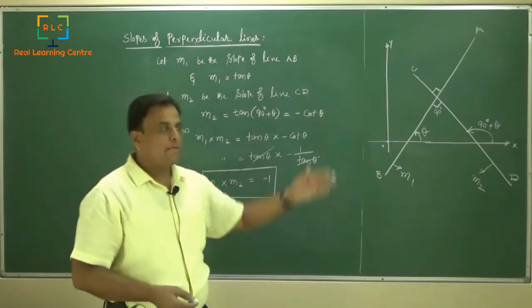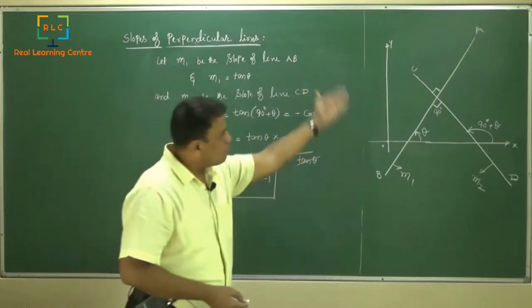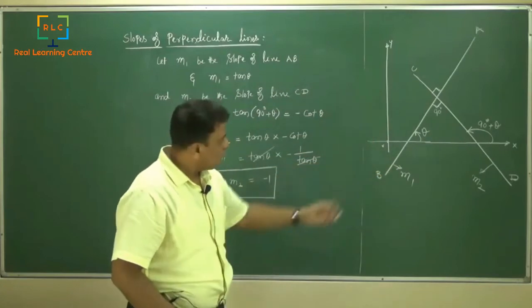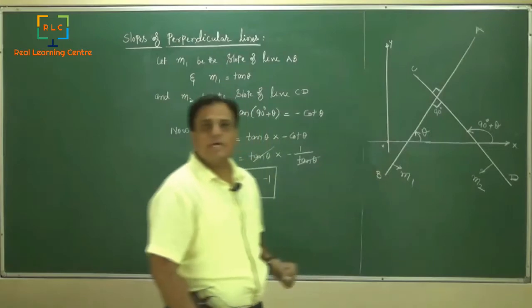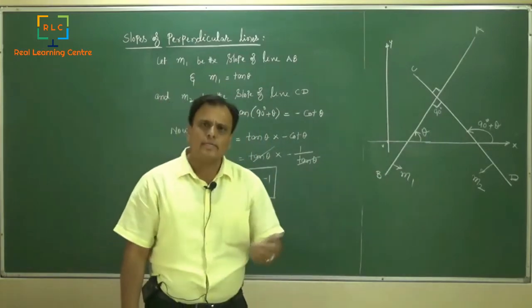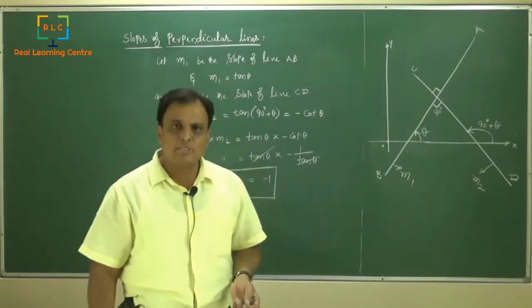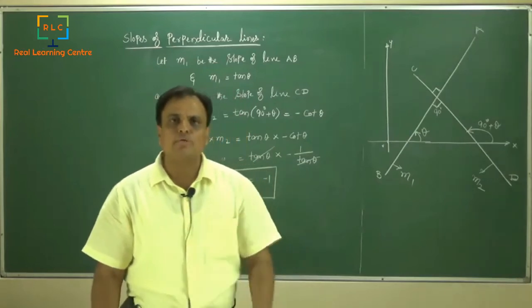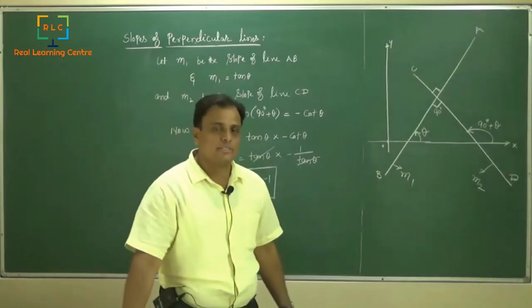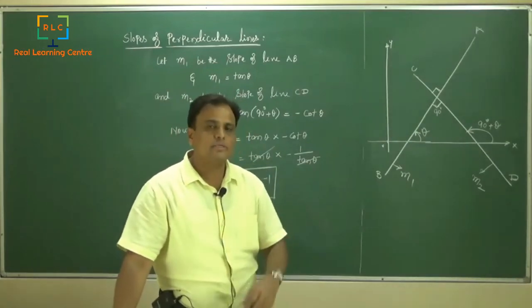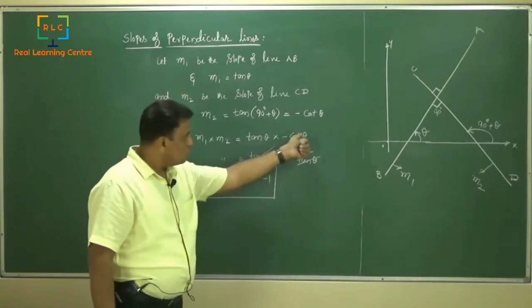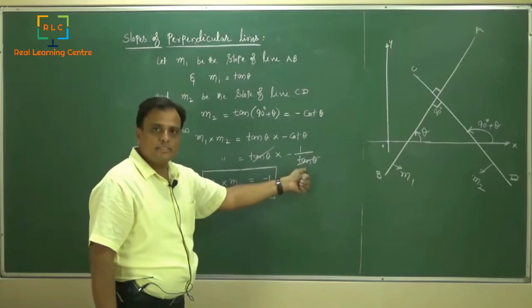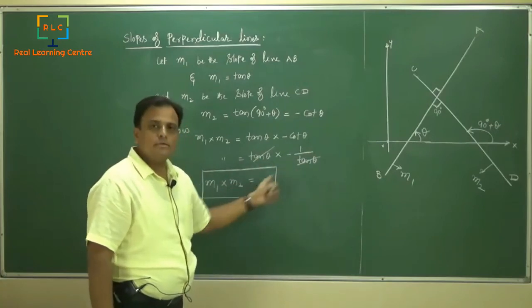So here clearly we have taken two perpendicular lines AB and CD. First line slope is clearly tan theta. Second line slope is tan of 90 plus theta. We know that tan 90 plus theta is equal to minus cot theta, so M1 is equal to tan theta and M2 is equal to minus cot theta. Therefore their product, tan theta into minus cot theta, with cot theta written as 1 by tan theta, tan theta gets cancelled, gives -1.